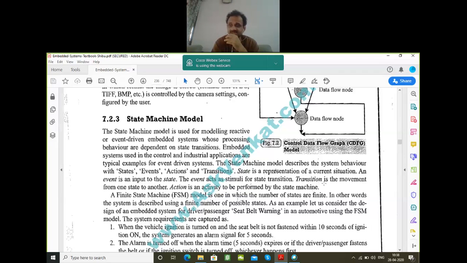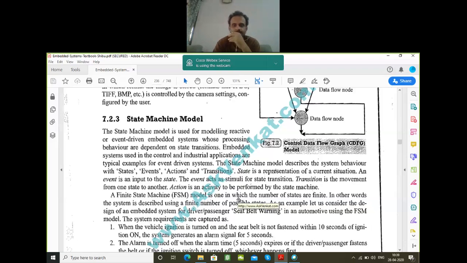Then what is transition? Transition is a movement from one state to another state. If I want to move from previous state to present state, I should make a transition. Likewise, if I want to move from present state to next state, I have to make a transition. Then what is the action? Action is an activity performed by the state machine model. So while making a transition, the action is performed by the state machine. Then only transition will occur.